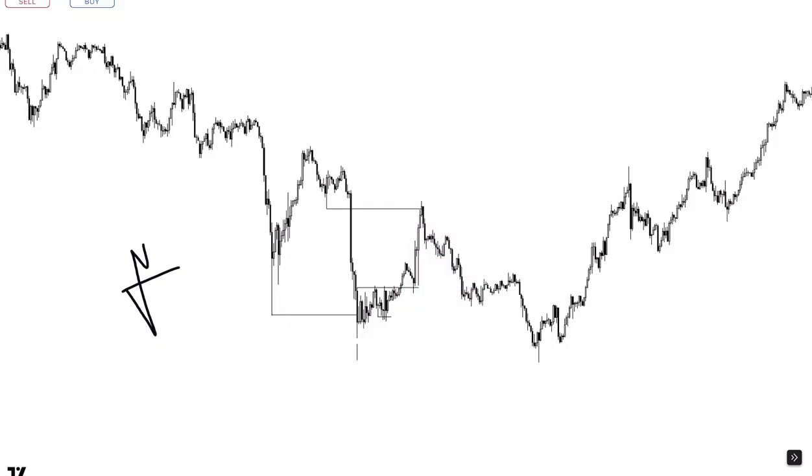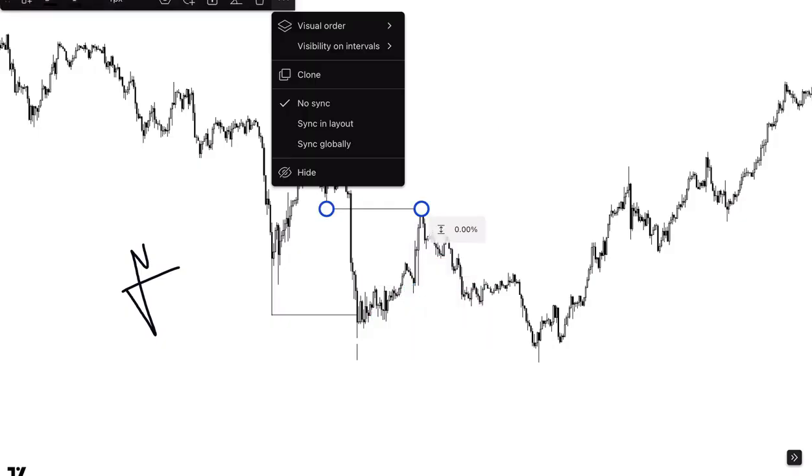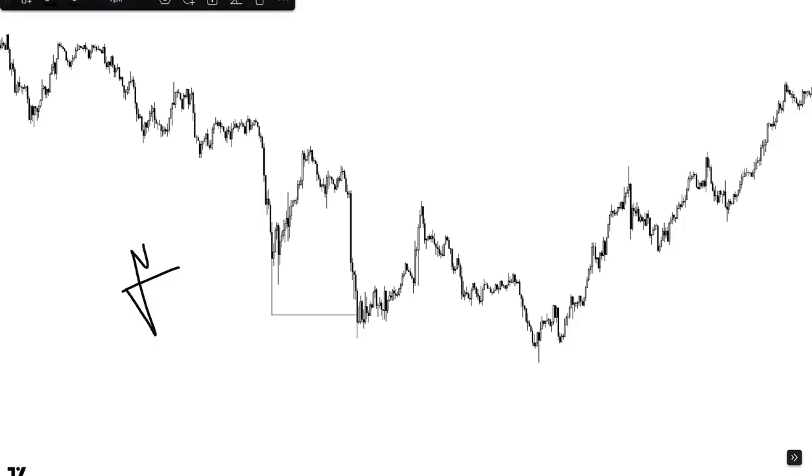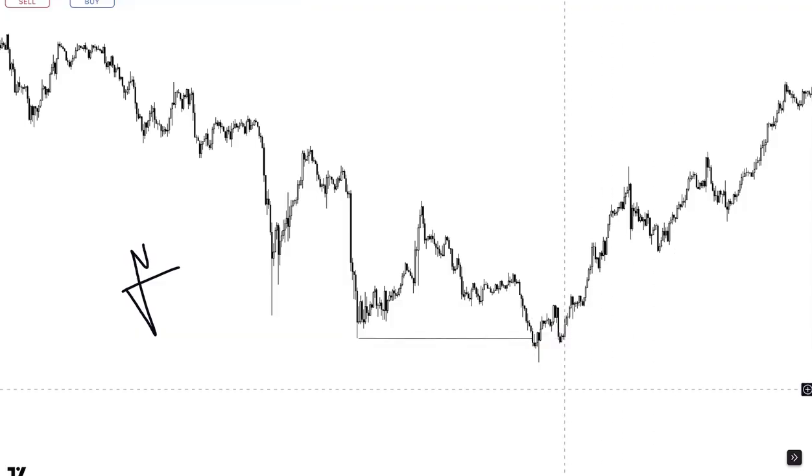Right, here's another example of a model number one. Right over here, you have a low, and then you have this low also, which stabbed into the previous low. And I chose this example on purpose because it's an atypical model number one, right?